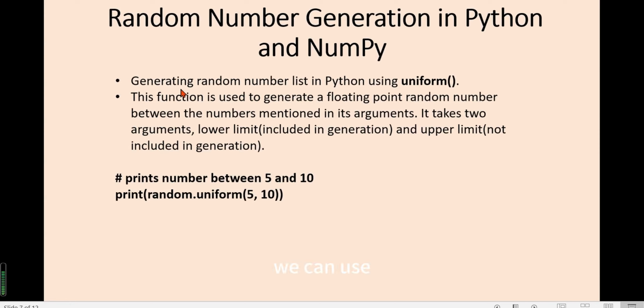We can use the uniform function to generate a random float. This function is used to generate a floating-point random number between the numbers mentioned in its arguments. It takes 2 arguments, the lower limit included in generation and the upper limit not included in generation. For example, we can print a random number between 5 and 10 using the function random.uniform(5, 10).